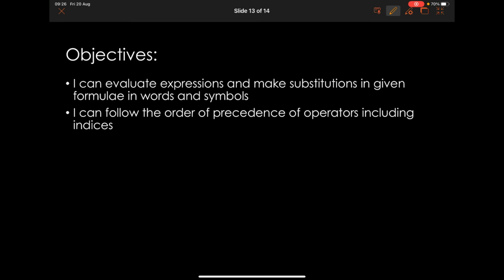Okay, so basically then, you have been able to evaluate expressions and make substitutions, given formula in words and symbols. Yes, you have. And you've been able to follow the order of precedence, meaning BIDMAS. So well done if you've done all of those questions. And even if you didn't get them right in the first place, I hope you've gone back and revised them and used BIDMAS to help you get them right.